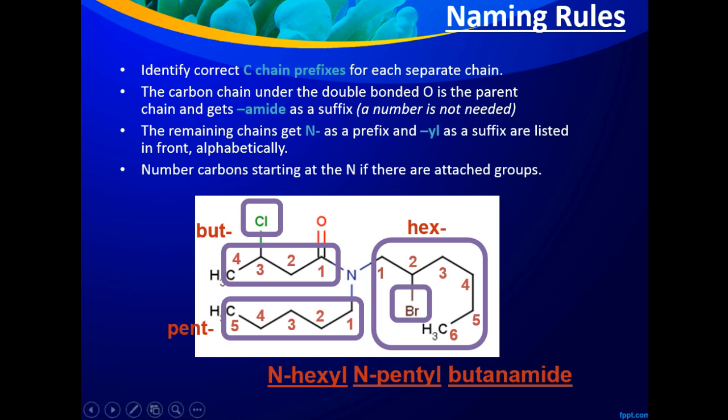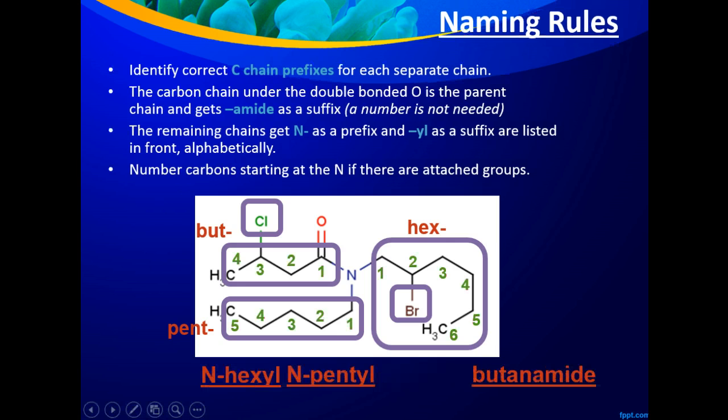This is really important. We haven't seen something like this yet, so pay attention to where they go. The attached group has to get listed before whatever it's attached to. So for the chloro, it's attached to the bute. That means in the name, it has to get listed before the bute portion of the name. So we make some room there, put the 3-chloro in front of the butanamide, since that's what it's coming off of. Same thing with the bromo. It's attached to the hex part of the chain, so the 2-bromo should get listed in front of the N-hexyl portion, making the final name 2-bromo N-hexyl N-pentyl 3-chloro butanamide.